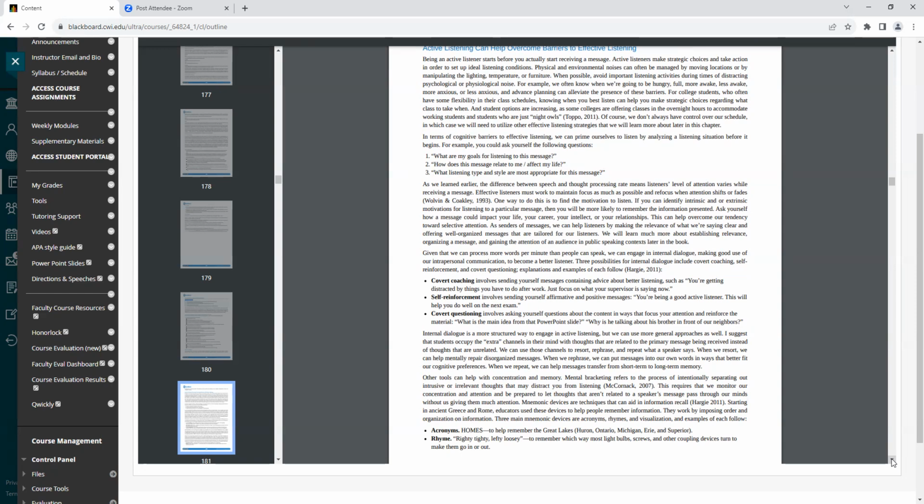Internal dialogue is a more structured way to engage in active listening, but we can use more general approaches as well. I suggest that students occupy the extra channels in their mind with thoughts that are related to the primary message being received, instead of thoughts that are unrelated. We can use those channels to resort, rephrase, and repeat what a speaker says. When we resort, we can help mentally repair disorganized messages. When we rephrase, we can put messages into our own words in ways that better fit our cognitive preferences. When we repeat, we can help messages transfer from short-term to long-term memory.